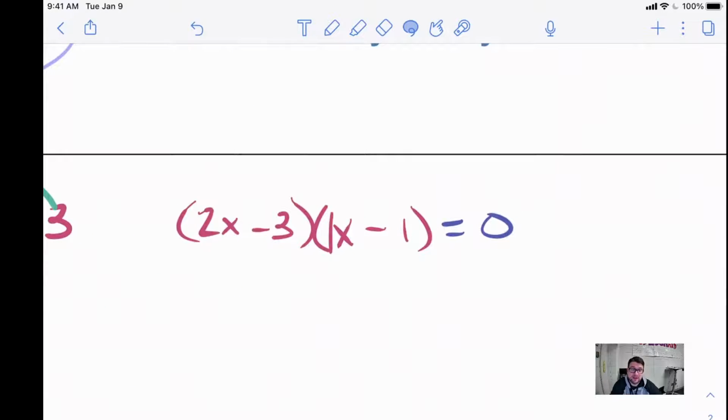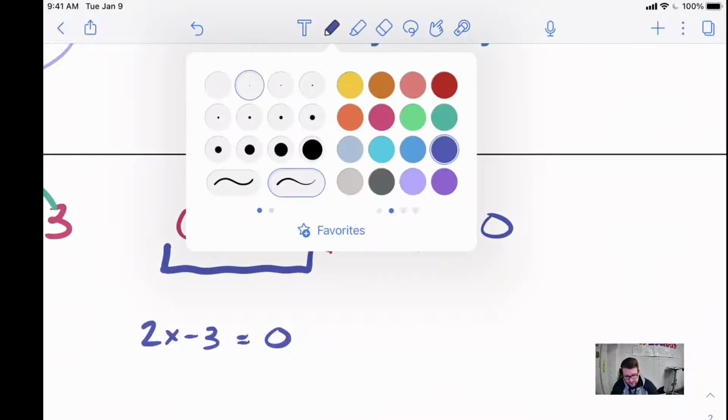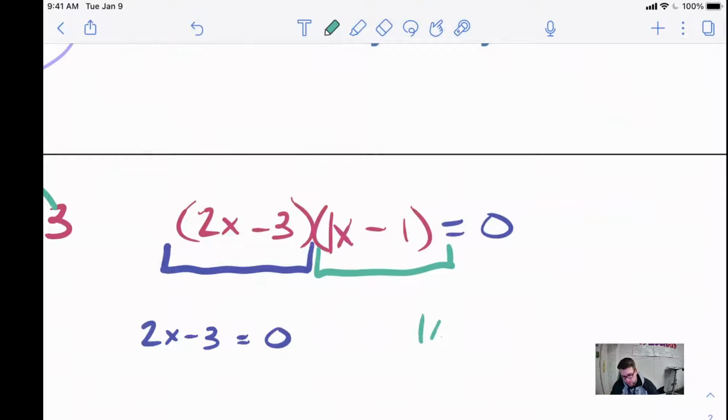product property to solve. So we're going to take this first part, 2x minus 3, and say equals 0. And then we're going to take the second part, 1x minus 1, and set it equal to 0. And then we just solve. So solving this first one, you would start by adding 3. You would get 2x is equal to 3. And then, of course, divide by 2, divide by 2.